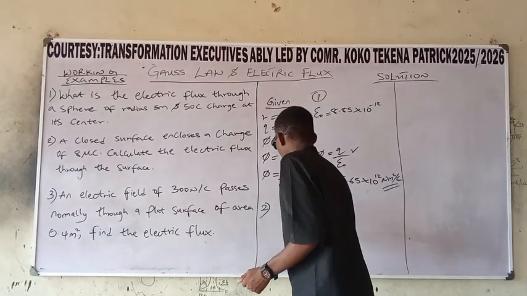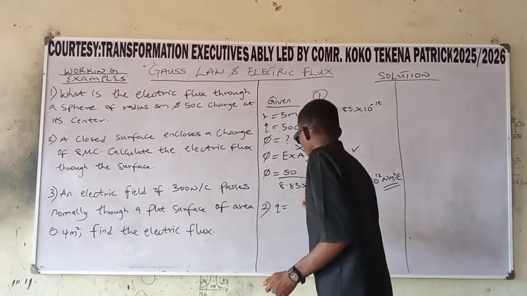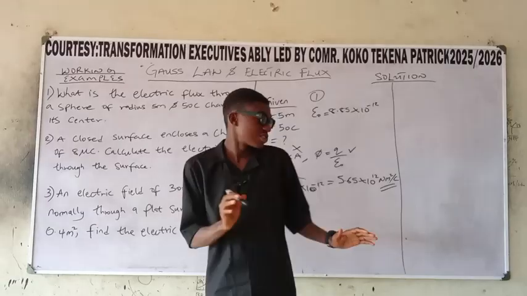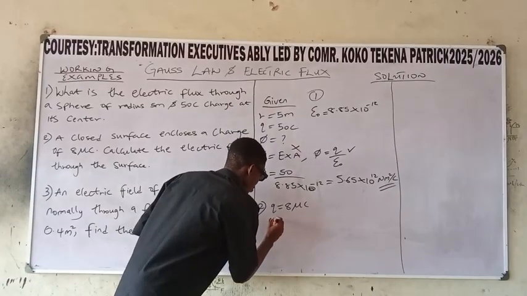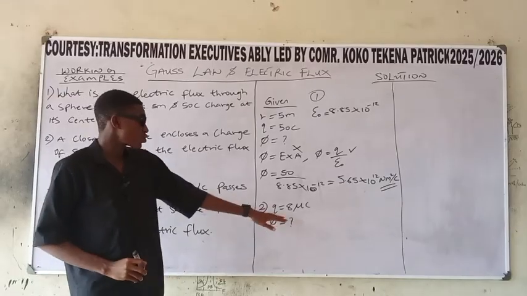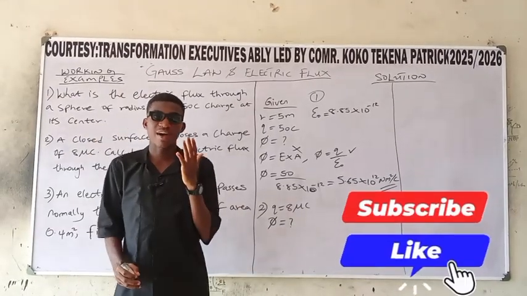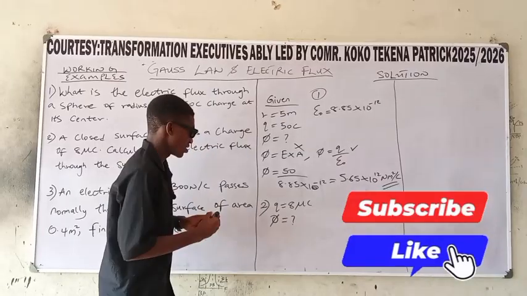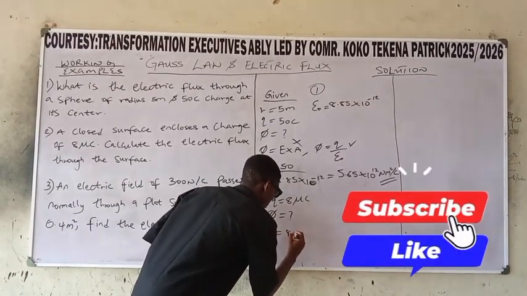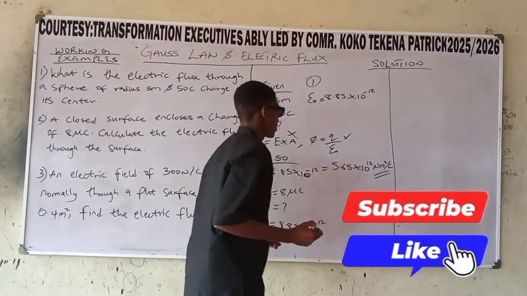So given, what do we have? We have that our charge Q equals 8 microcoulomb. Just that, and we find our flux, which is unknown. What a problem. Just one parameter they give us. But we all know that our permittivity of free space is a constant, right? So our E naught is a constant equal to 8.85 times 10 raised to power minus 12, right?